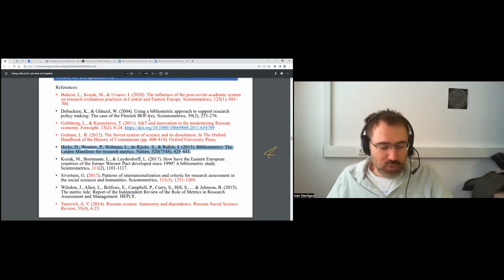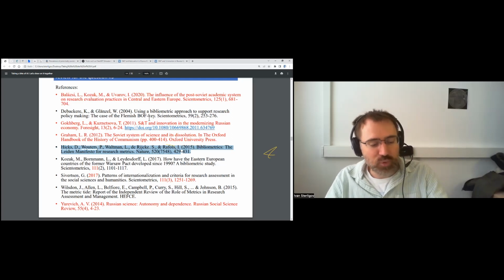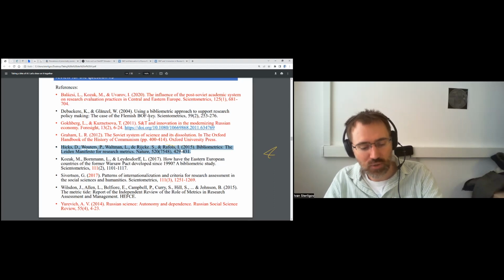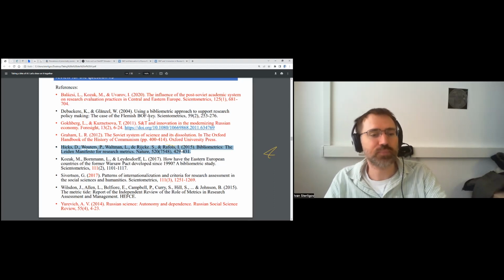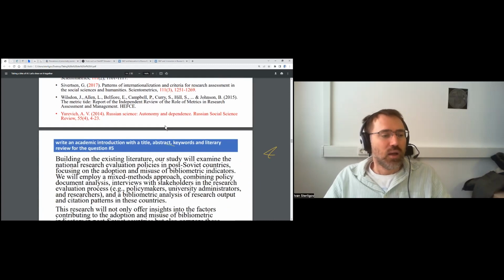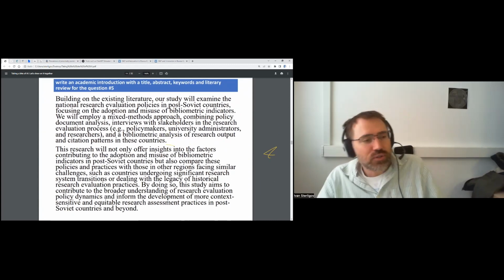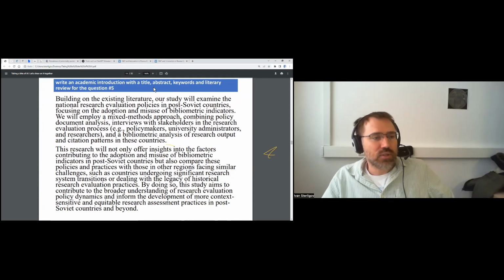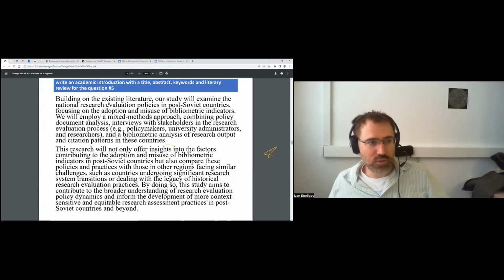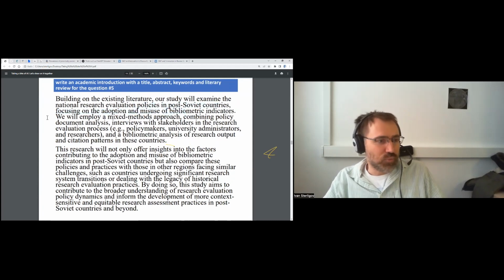And probably the latter case is better because you'll be able to detect these discrepancies and errors because you're the one who knows the context. And then after this literature review, ChatGPT, still using this same prompt, produces the introduction. So, building on this existing literature, we'll examine the national policies, employ a mixed methods approach. Oh, sounds convincing.